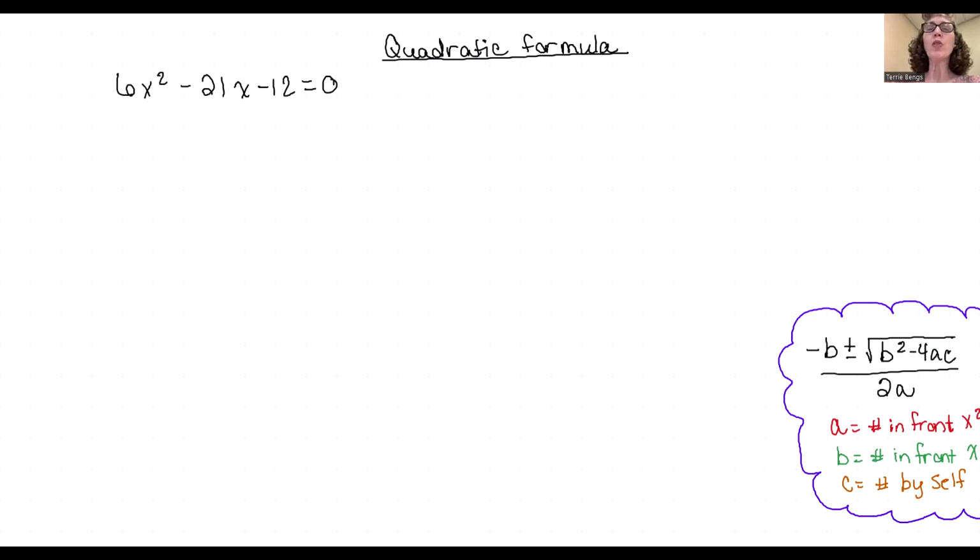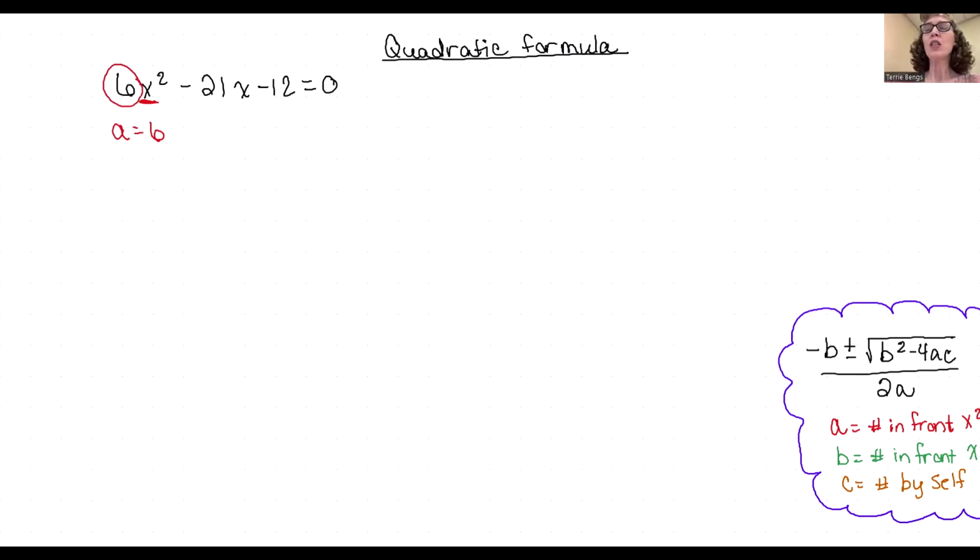Then what we are going to do is figure out what our A, B, and C is, so we can replace those numbers in that formula. A is always the number in front of x squared. So where is x squared? Here's our x squared. What is the number in front of it? We see that it's a 6. So we're just going to write down A equals 6.